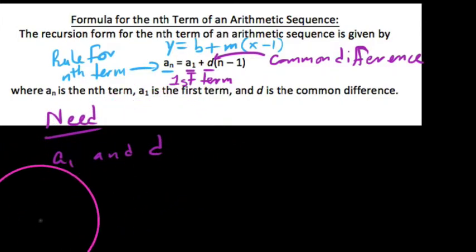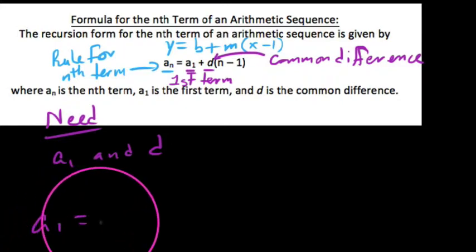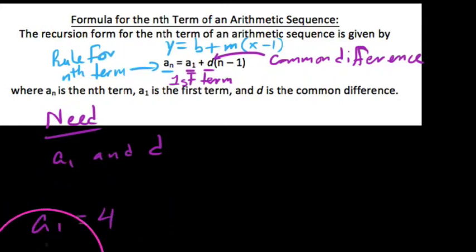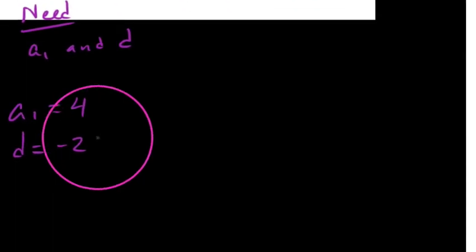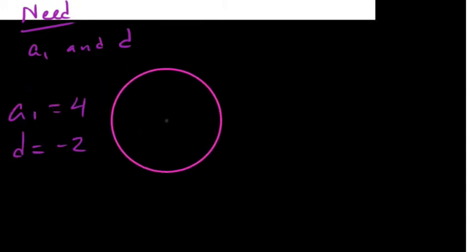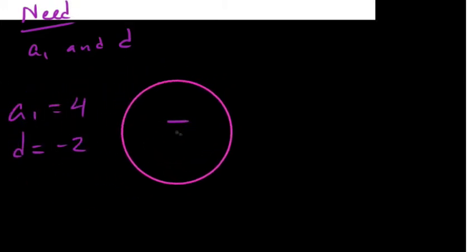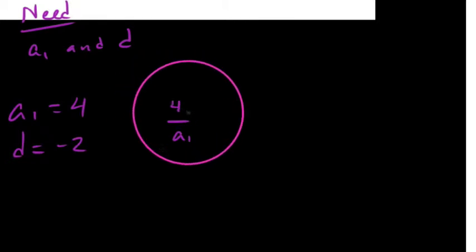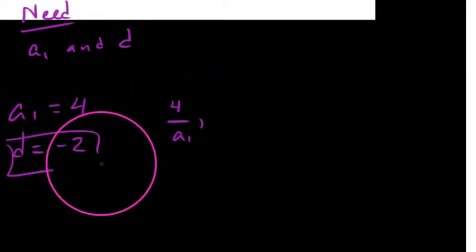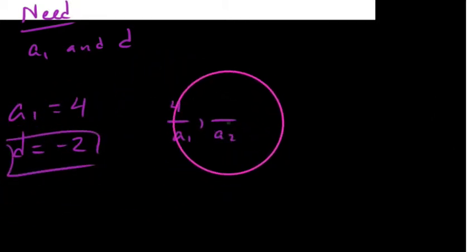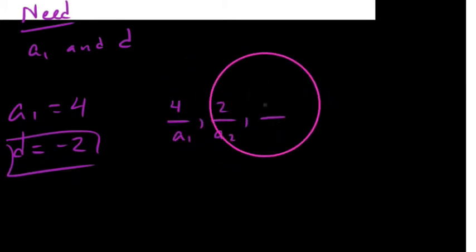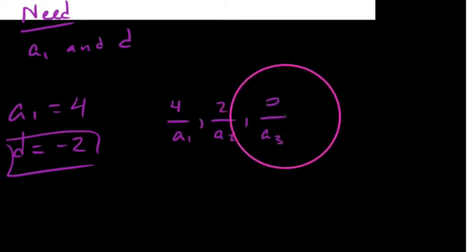And I want you to consider this. If I gave you a sequence and said A1 is 4 and D is -2, and we say go write the rest of the sequence, you could see how this would be totally sufficient. I would know that my first term was 4, and every time it's going down by 2. So my A2 would be 2, and my A3 would be 0. And so the idea here is this.